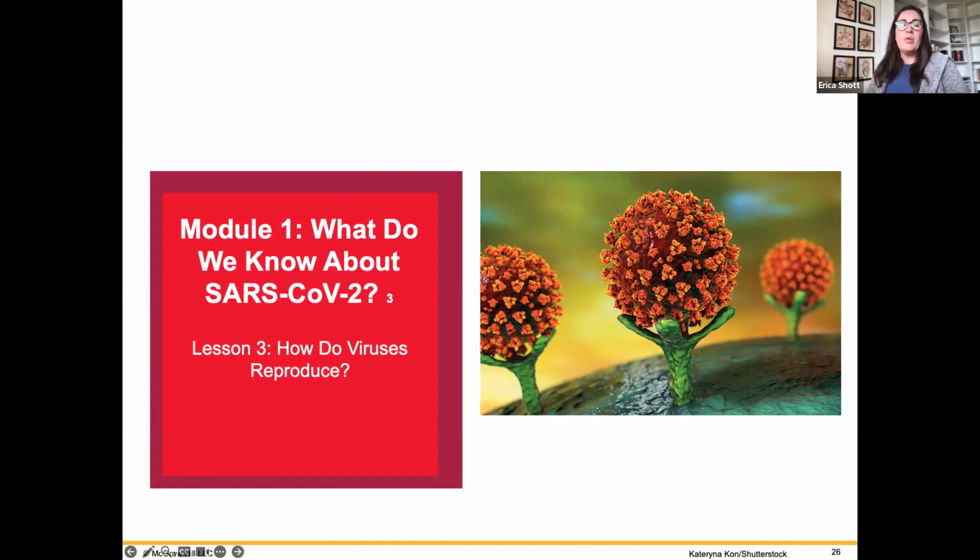At this time, we're going to be looking at how viruses reproduce. The main thing that we're going to be looking at is the genetic material of a virus. What is it? How do viruses infect cells? What is the general life cycle of a virus? So we're going to be looking specifically at the lytic and lysogenic cycles of viruses. We also have RNA viruses. And then what is the life cycle of COVID, SARS-CoV-2?